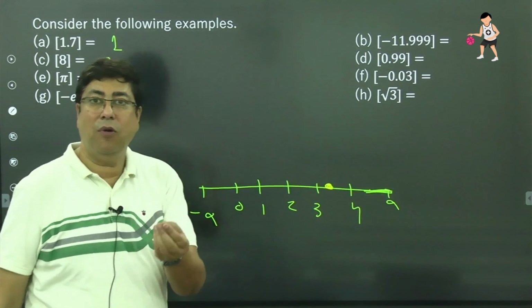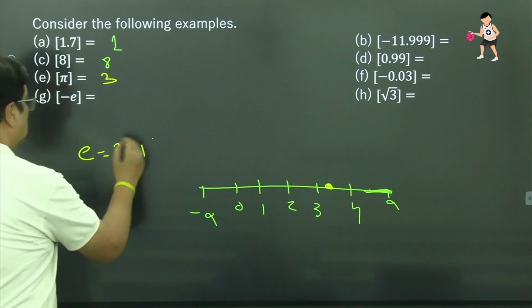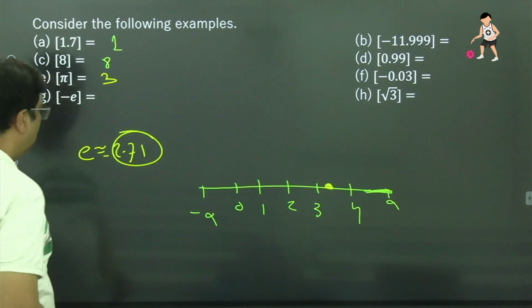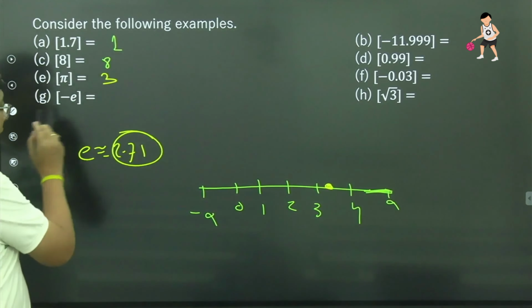Box of minus e, where e is approximately 2.71. This is approximate. So this is minus 2.71. If we take the negative values, minus 1, minus 2, minus 3.